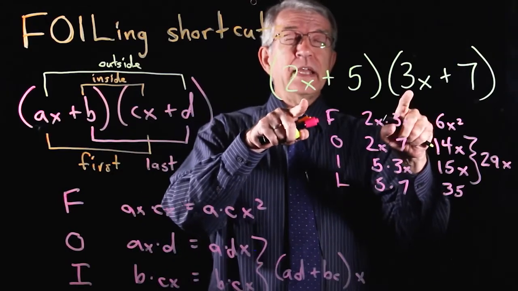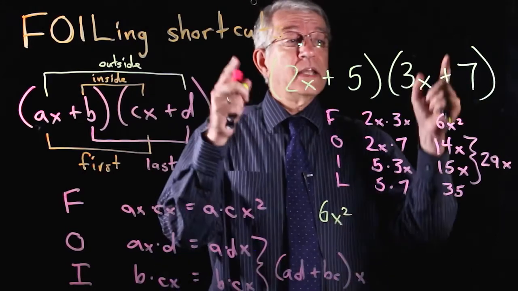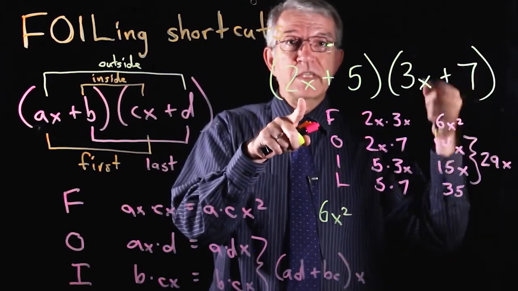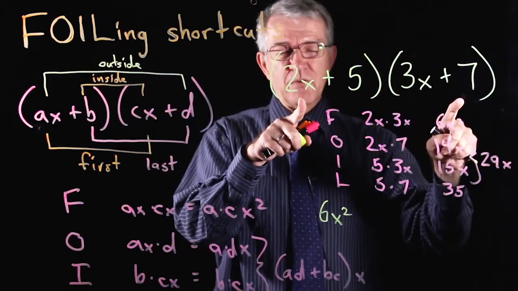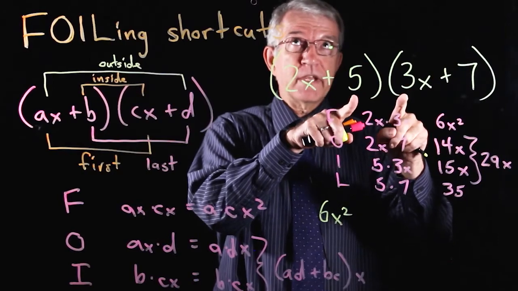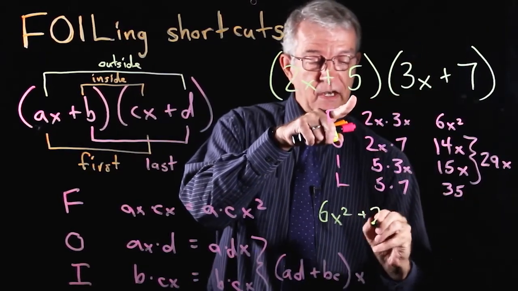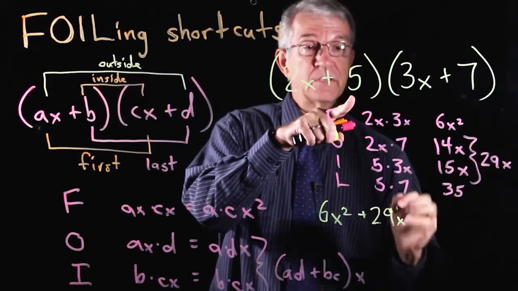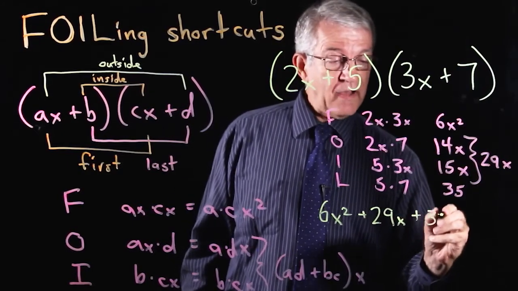2 times 3 is 6, and I know the first term is always an x squared, and then I do the outer. 2 times 7 is 14, and I always say it 3 times, 14, 14, 14, so it gets in my mind, and then I can remember the 14. Then I look at 5 times 3, 15. I still remember the 14 plus the 15. Here comes my 29. The middle term always has an x as its variable. And then the last, 5 times 7, is 35.